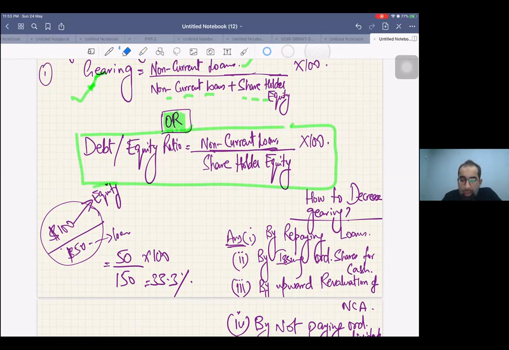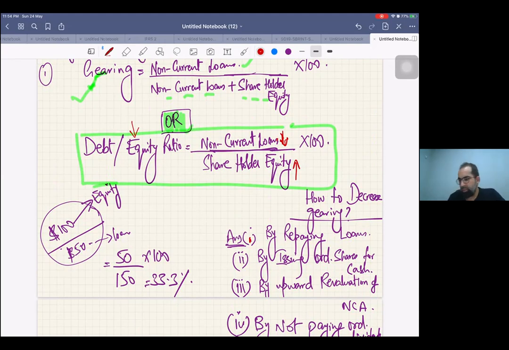So how can we decrease gearing? By decreasing the numerator and increasing the denominator. If you want to decrease this gearing, you need to decrease the numerator or you need to increase the denominator. Okay. Now the first point is by repaying loans. Simple. If you repay loan, there will be less loan, so the numerator will go down. Then gearing will also go down. So by repaying loan, you can reduce your gearing.